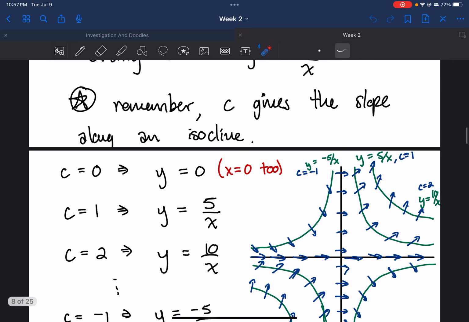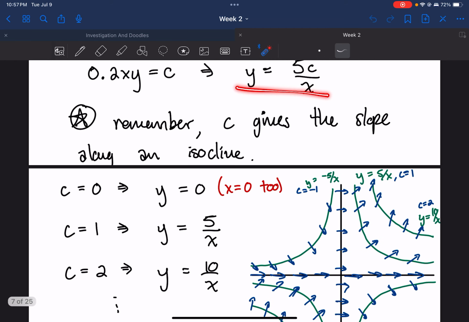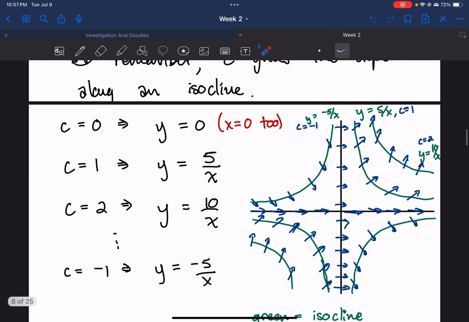Well, if I go back up, these are my isoclines. When I plug in c equals 1, I get y equals 5 over x. If you remember what this looks like, this is a little curve like this. The 1 over x curves look something like this. So I go and I find my little curves. It's these two right here. And all along this curve, the slope of the direction field is equal to 1.